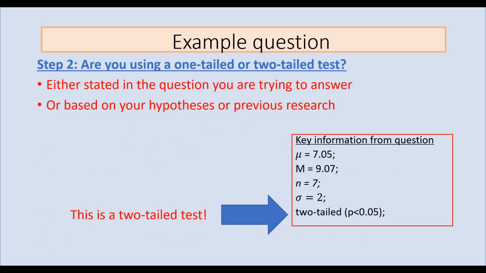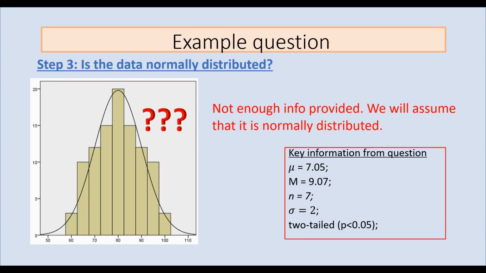Let's see what happens. So the next step is to determine if you're using a one or two-tailed test. This is quite simple. It was provided in the question, but it's something for you to think about if you're using raw values and you need to do all these calculations on your own. The one or two-tailed test should follow your hypothesis more or less.